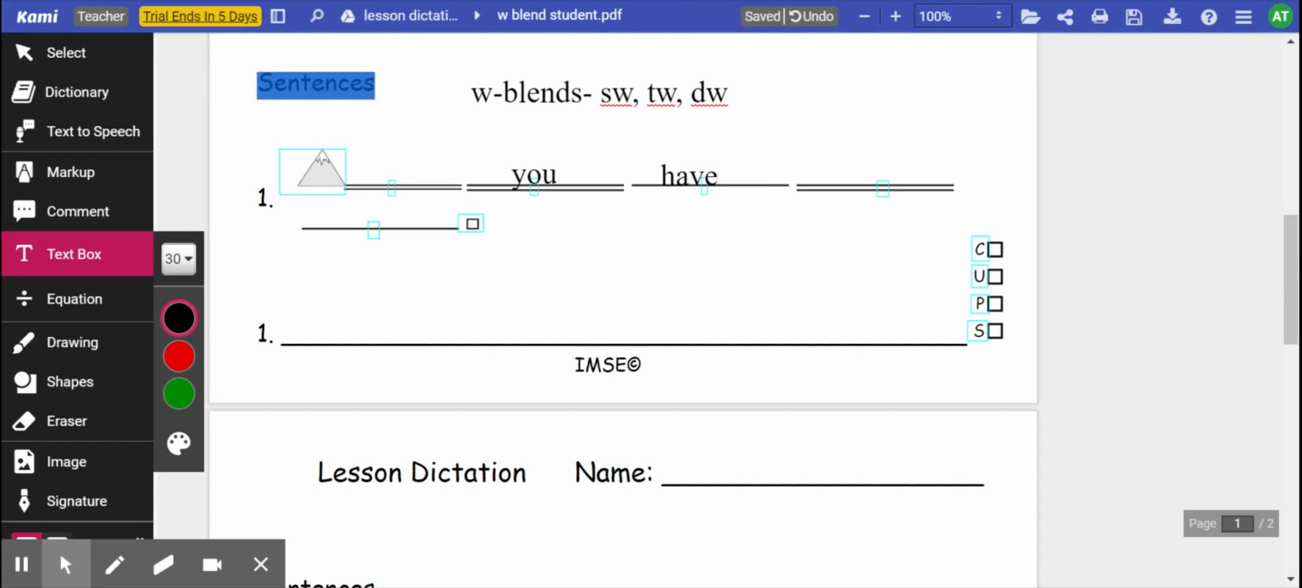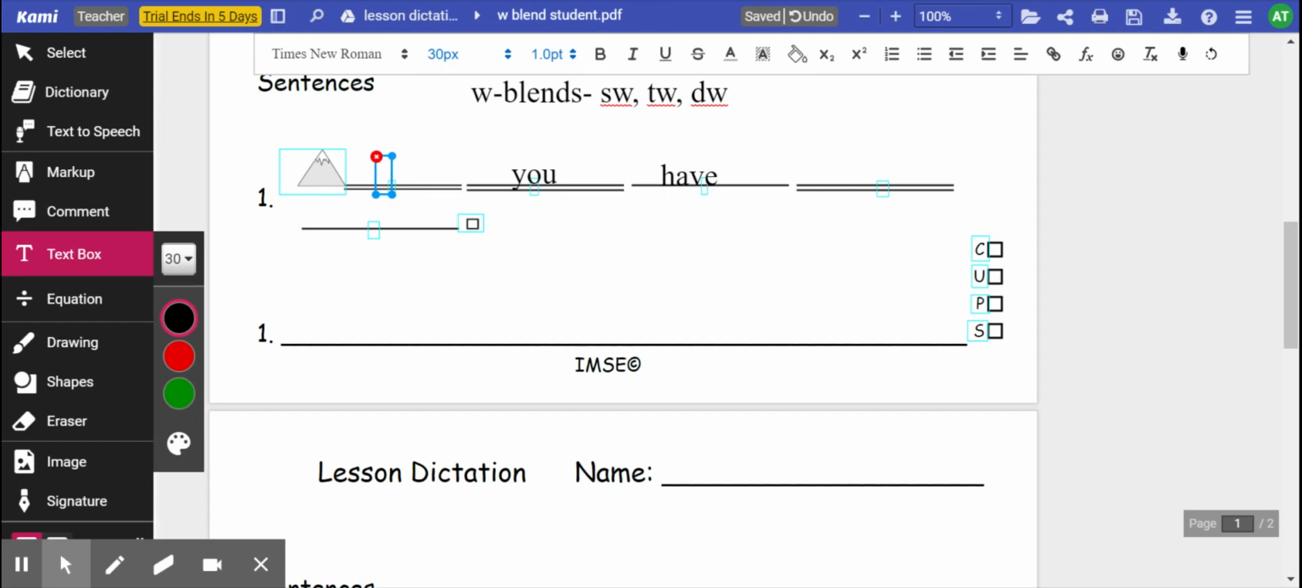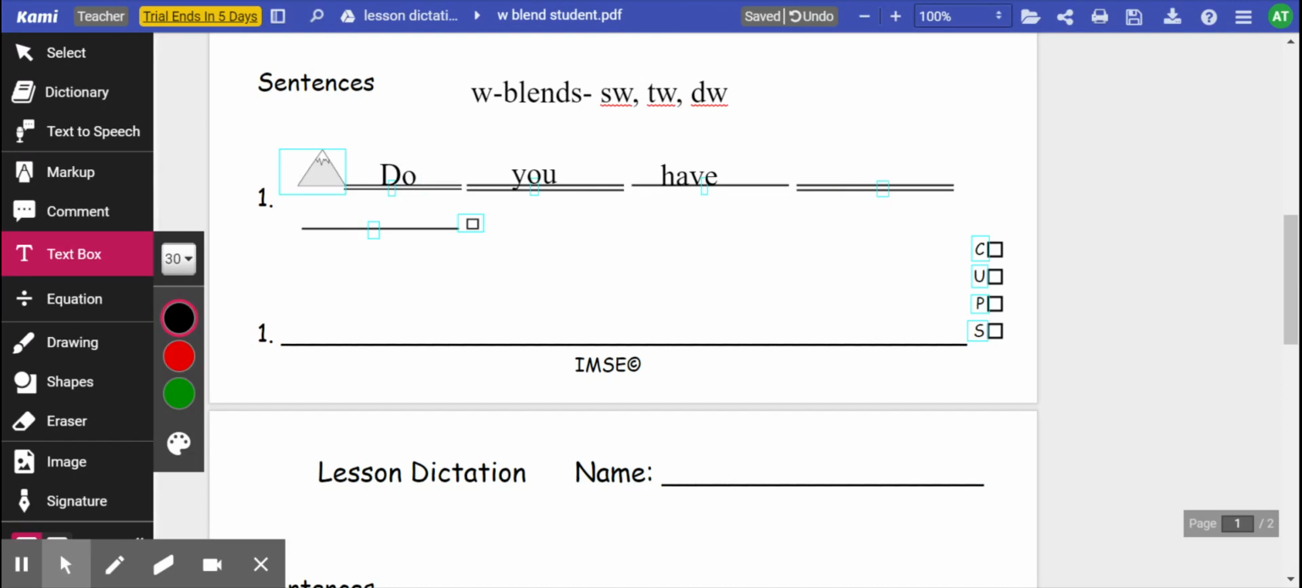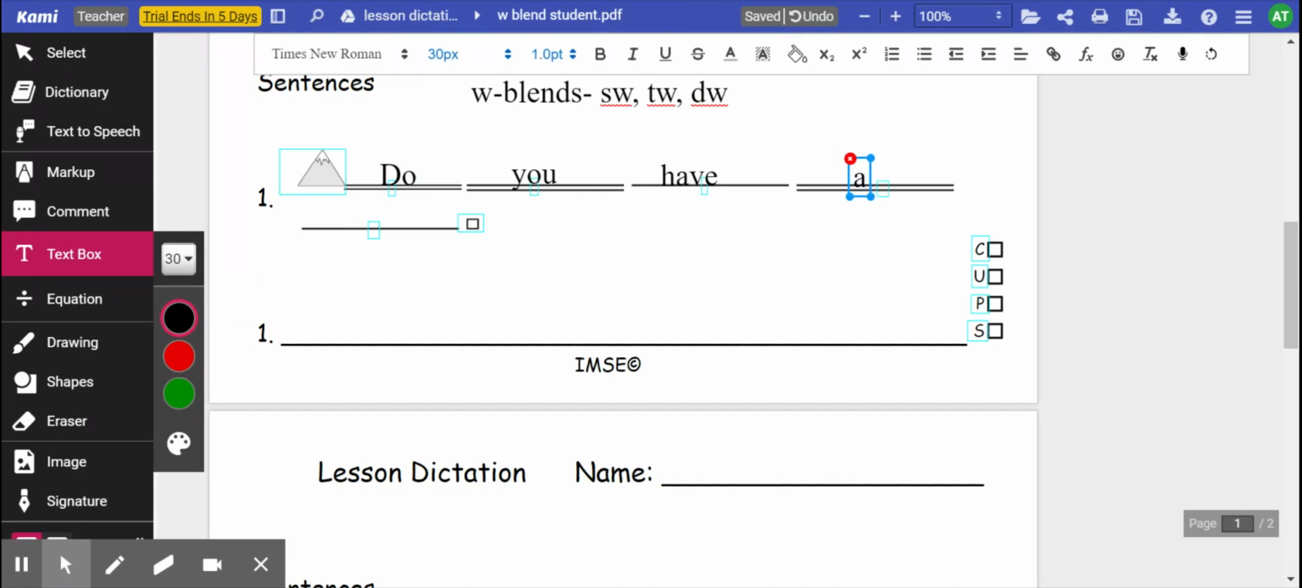Sound by sound, the first word is do. It's D-O, so capital D-O. You have, a should be easy, and twin, sound by sound, twin, tw, i. So let's break it down. Tw is t and w, and I is i, and N is n. So let's read it. Do you have a twin?